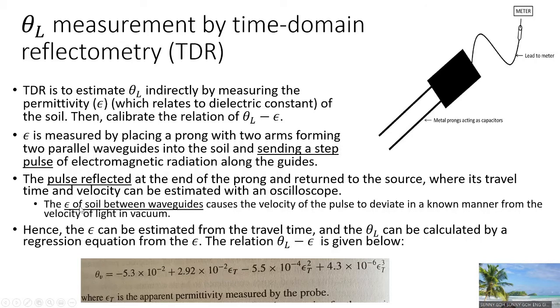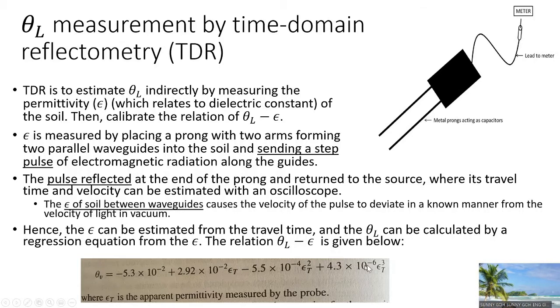The permittivity of soil between the waveguide causes the velocity of the pulse to deviate in a known manner from the velocity of light in a vacuum. So let's say you put it in a vacuum, you will get a different returning time and velocity. If you put it in soil, you will get a different returning time and velocity. If you put it in soil that has different water content, you will also get a different time and velocity. So with that, we can do a simple correlation between the volumetric water content and the permittivity.